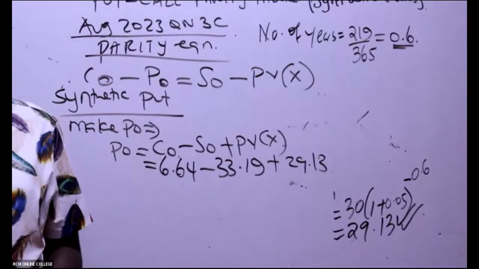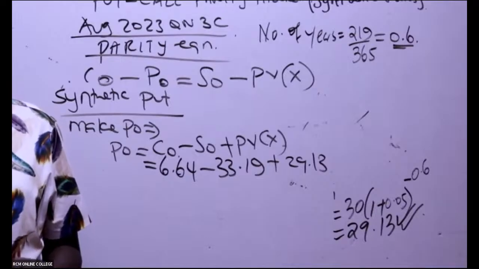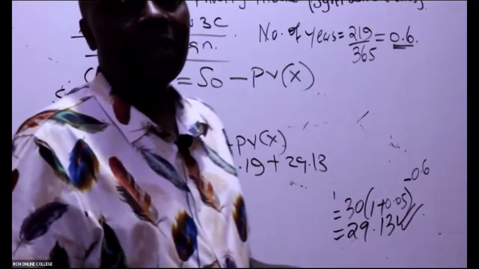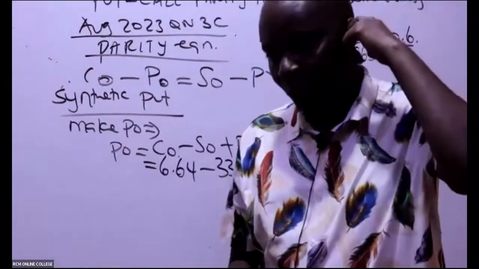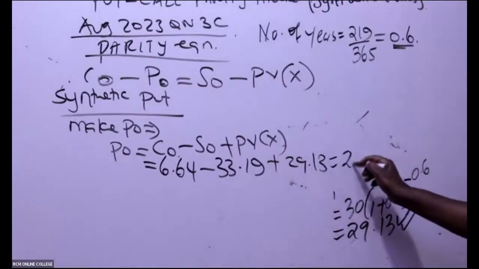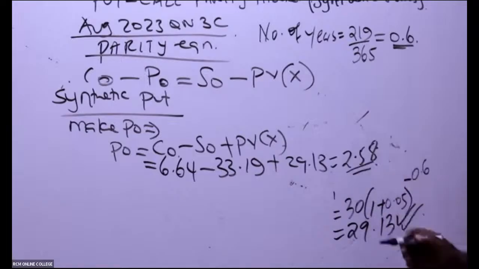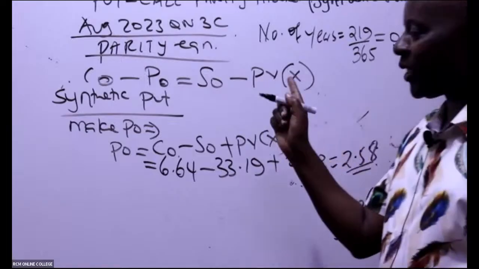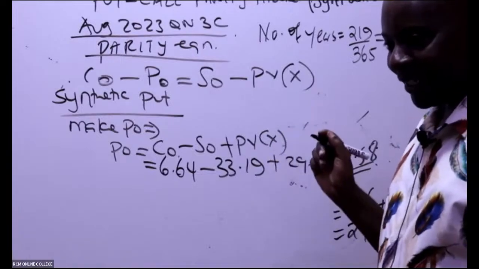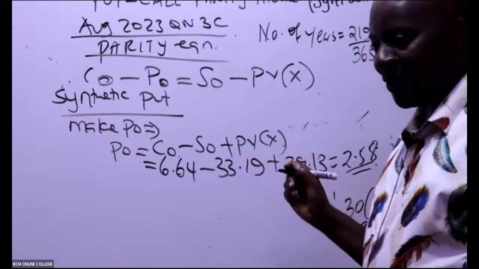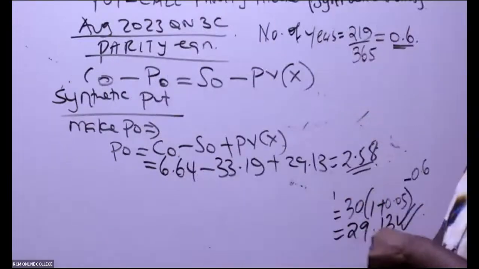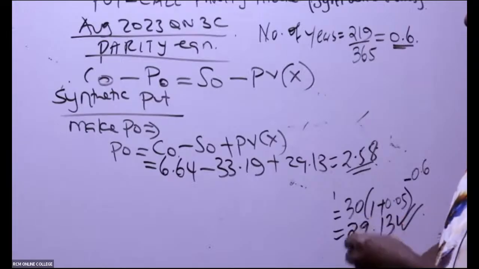So I'm being told by Beauty, 2.58. Is that okay? 2.58. That is the answer. Thank you so much. I don't know whether making PO the subject was a problem to some of us. There are so many ways of doing it.